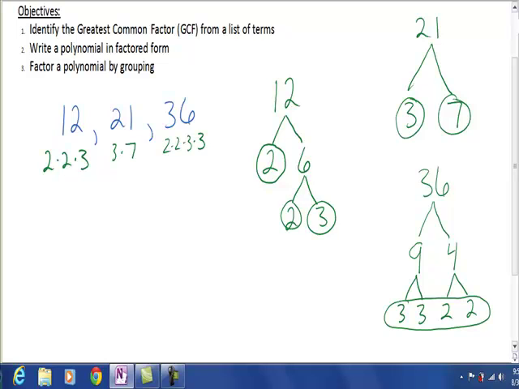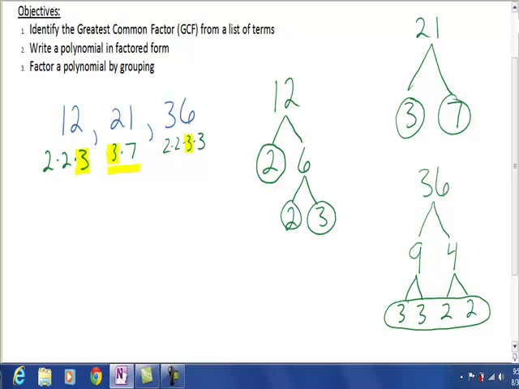The easiest one to start with is 21. Look at the list for 21 because it's only got two numbers in it, a 3 and a 7. Well, the other two factorizations do not have a 7, right? So the only thing that we're going to have in common is this 3. There's a single 3 there. There's a single 3 there. There are two 3's over here in 36 tree, but we can only pull out one of them because there's only one 3 that all three numbers have in common.